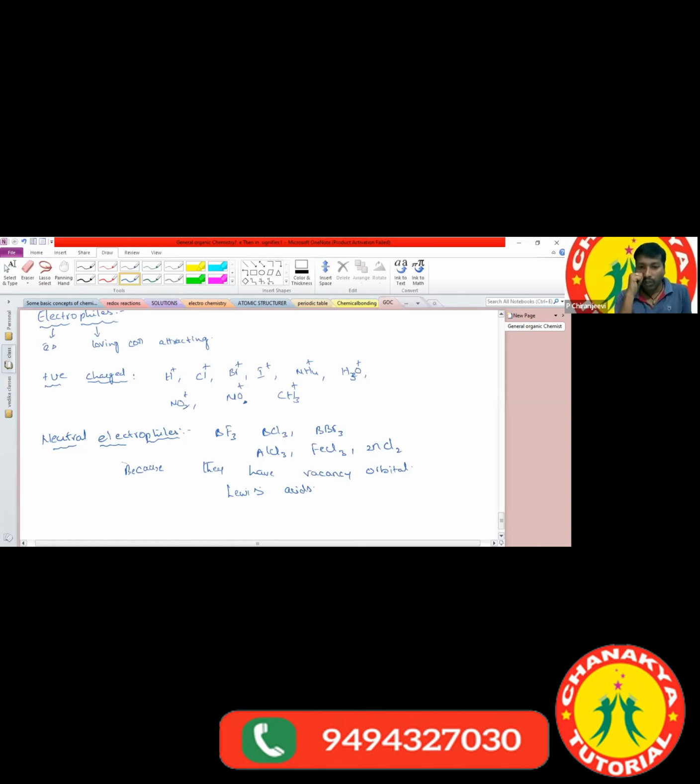What is meant by the Lewis acid? Electron acceptors. Very good. Electron acceptors are called Lewis acids. So all Lewis acids act as electrophiles. So now you have the clarity.